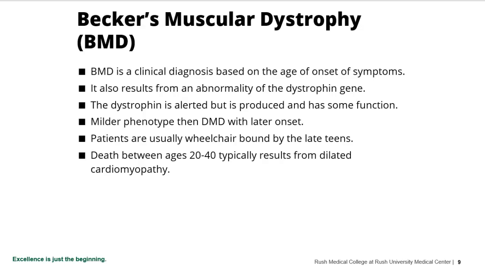We've since realized it's caused by a change in the dystrophin gene, and that's why we call them dystrophinopathies. In Becker's, you make some protein, but it's a little bit shorter than it should be. So it attaches the actin to the cell membrane a little bit, but not as well as it should. So the CK is not as elevated as early. It's milder symptoms, but these patients usually become wheelchair bound by their late teens, and death occurs between 20 and 40 because of heart failure.